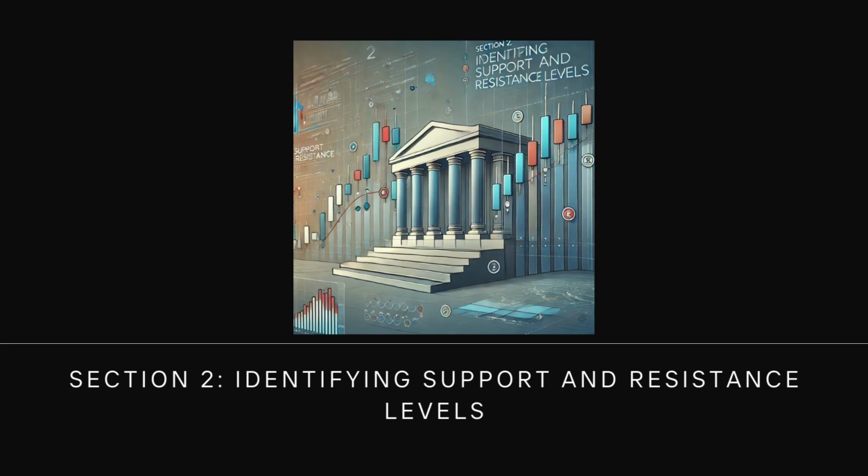Support levels. Look for price points where the market has bounced upward multiple times. These are often horizontal lines on a chart at previous lows. Resistance levels. Look for price points where the market has reversed downward multiple times. These are often horizontal lines at previous highs.